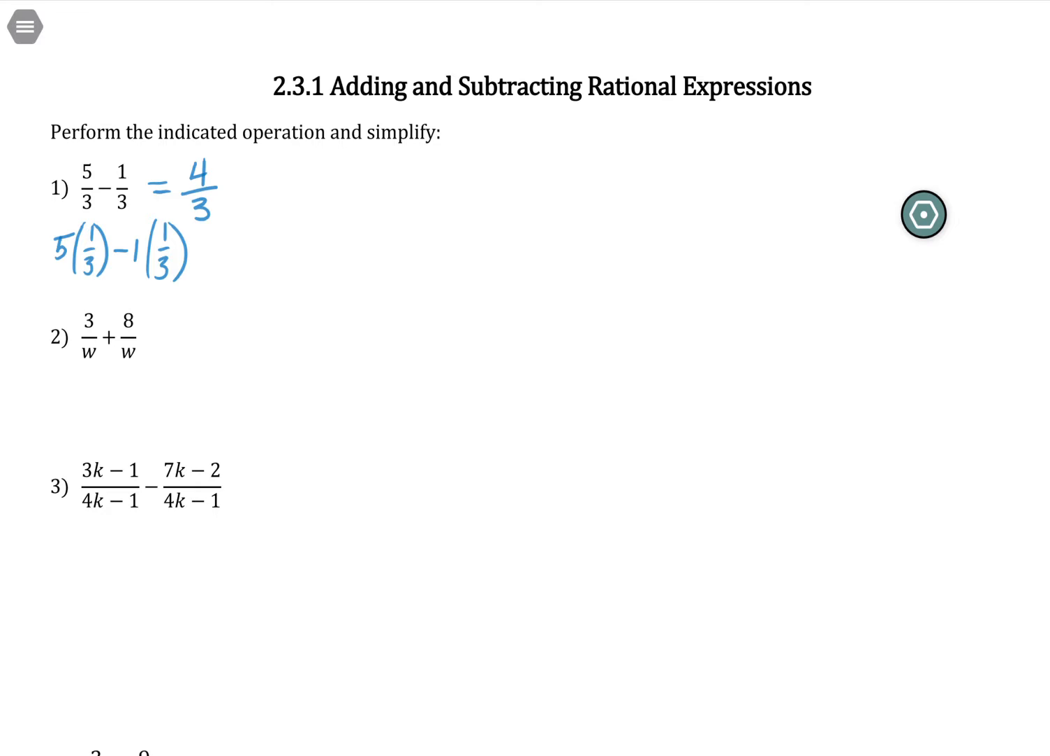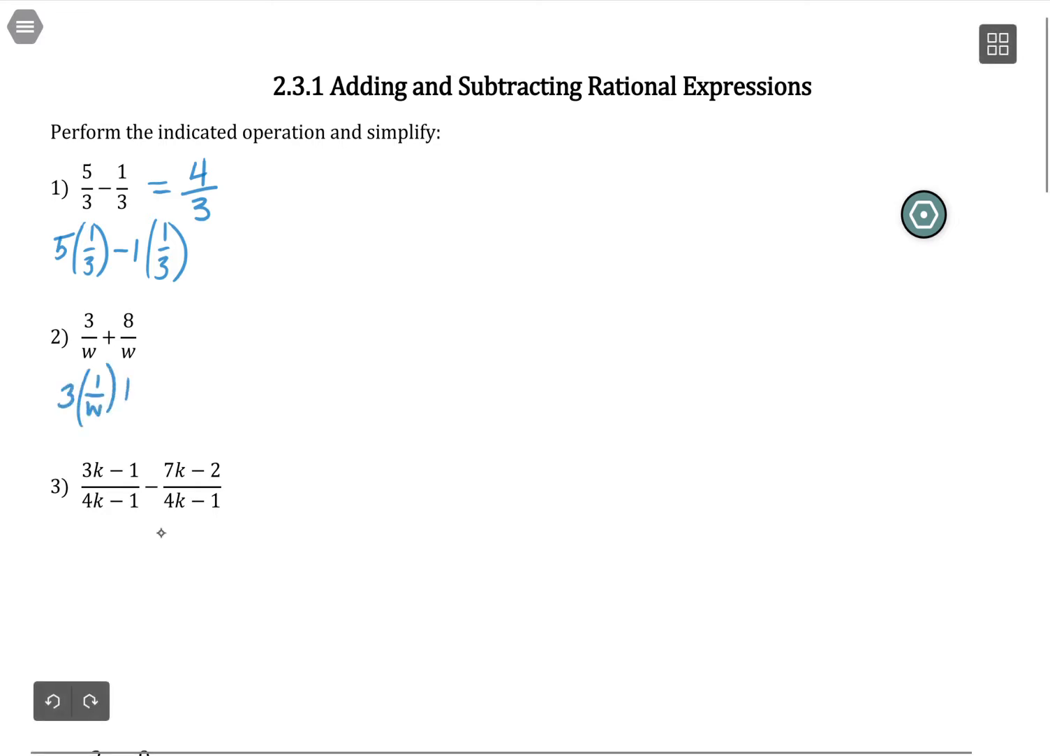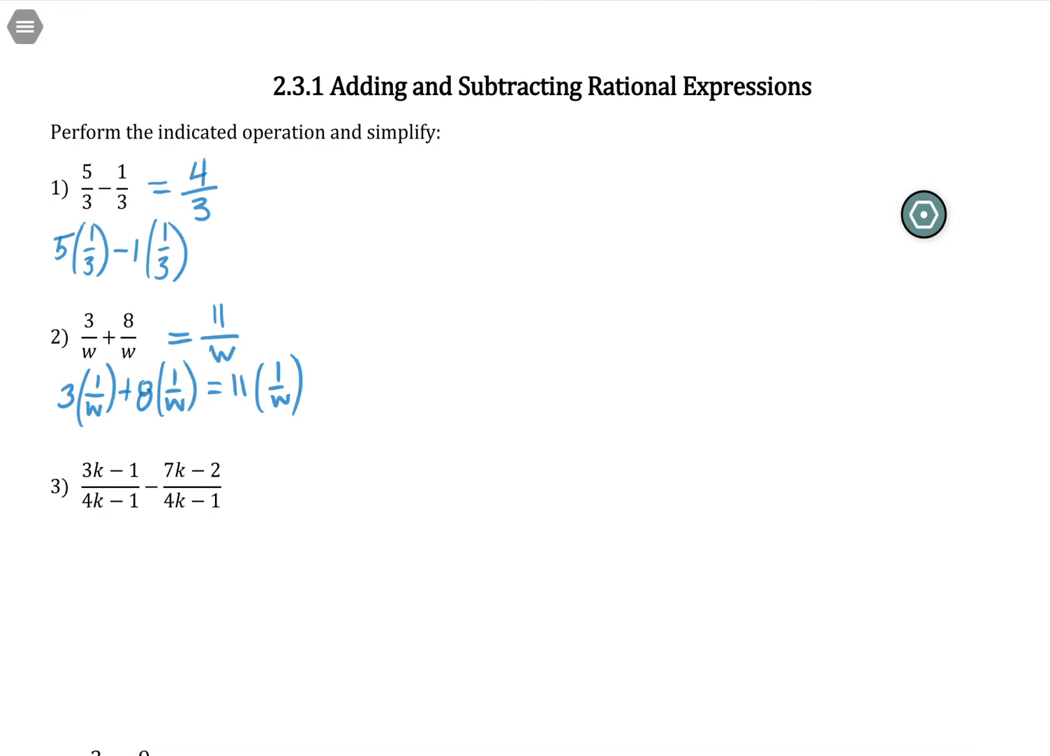Similarly, if I have 3 over w plus 8 over w, I can think of that as 3 1 over w's plus 8 more 1 over w's, which is a grand total of 11 1 over w's, otherwise known as 11 over w. So yes, the way this works is if the denominator is the same, you add numerators, but this is why it works that way, because the denominator is just representing how big of a piece you have, and the numerator is telling me how many I have. So 3 1 over w's plus 8 1 over w's is 11 1 over w's.